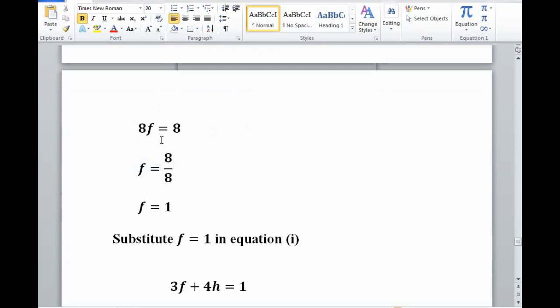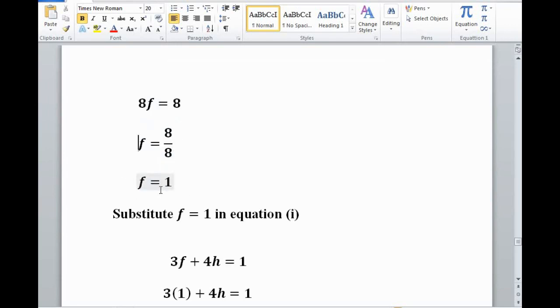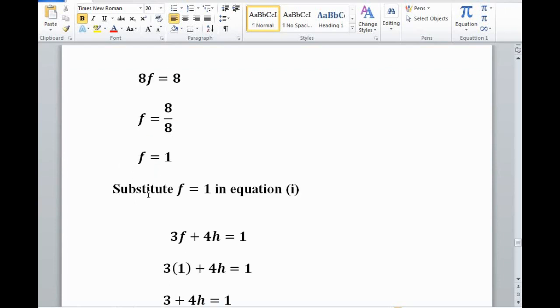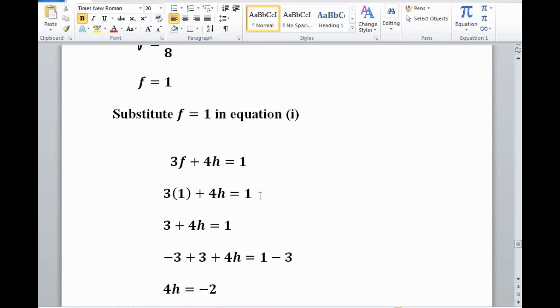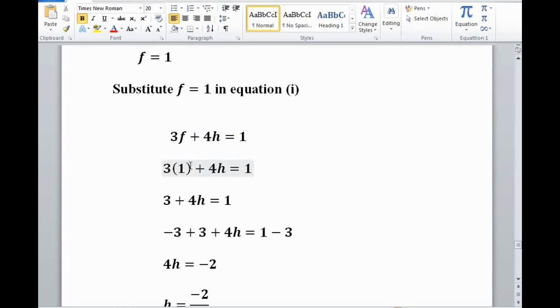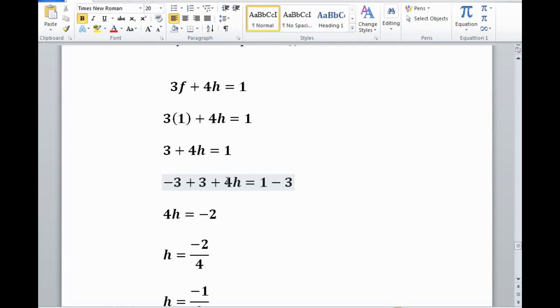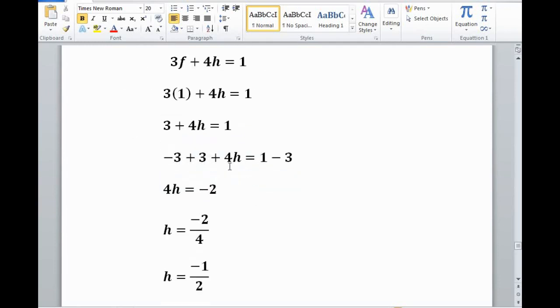Now to get f alone, I will divide left and right both sides by 8. So on the left side 8 will cancel out 8, and on the right side we get 8 upon 8. So 8 divided by 8 equals 1. So if we substitute f equals 1 in equation number 1, we can find the value of h. So equation 1, here we have 3f plus 4h equals 1. Since we have f equals 1, I will substitute f equals 1 in this equation. Then this equation becomes 3 multiplied by 1 plus 4h equals 1. Now 3 times 1 equals 3 plus 4h equals 1.